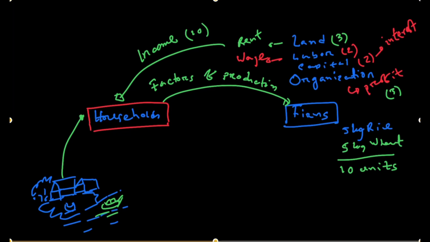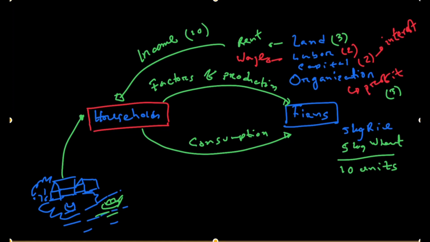Because this is in real units, those who own the land will consume 3 units of output. Similarly, those who provide labor will consume 2 units of output. Those who have capital will consume 2 units, and the entrepreneur will consume 3 units. This diagram shows how economic activities are conducted when there are two sectors in the economy, and we see the relationship between farms and households.